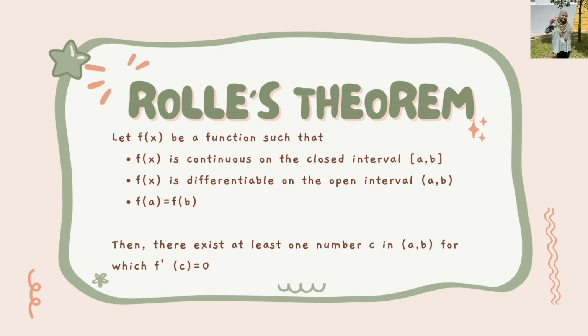Here's the definition of Rolle's theorem. Let f(x) be a function such that f(x) is continuous on the closed interval [a,b], f(x) is differentiable on the open interval (a,b), and f(a) equal to f(b). Then, there exists at least one number c in (a,b) for which f'(c) equal to 0.